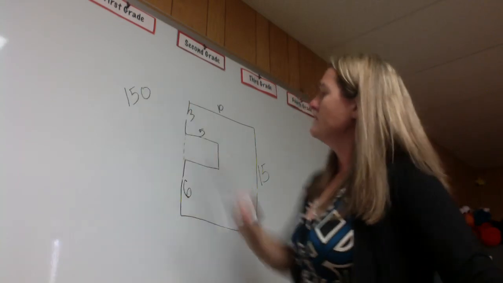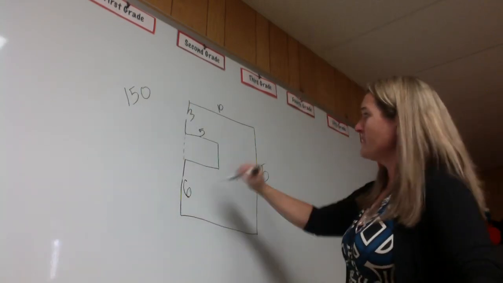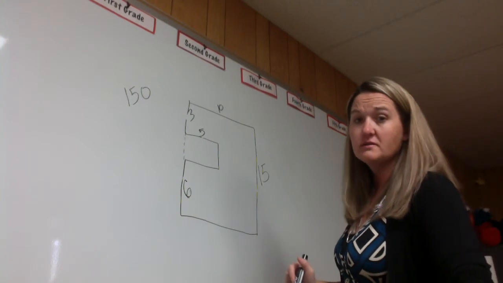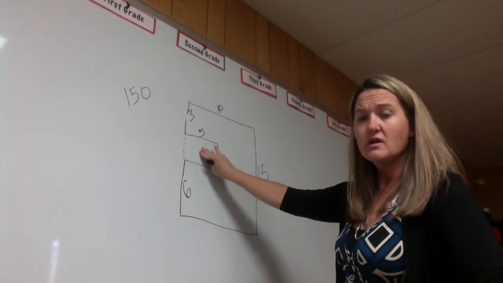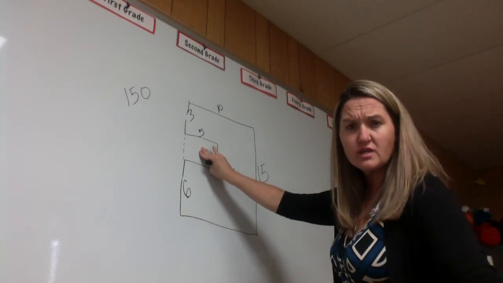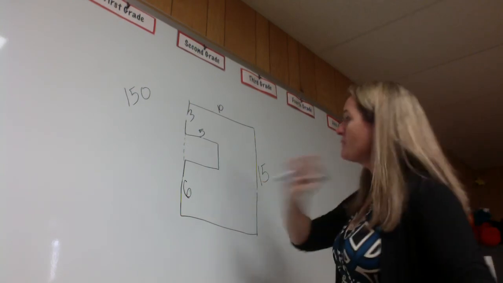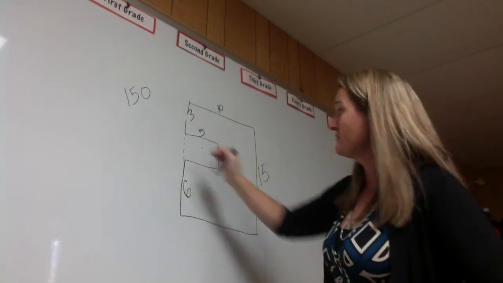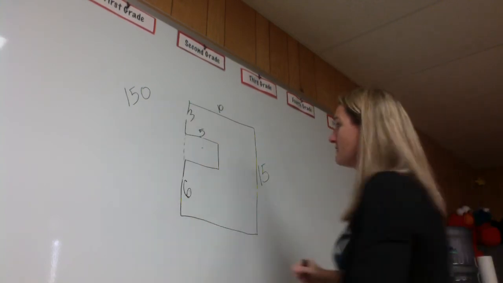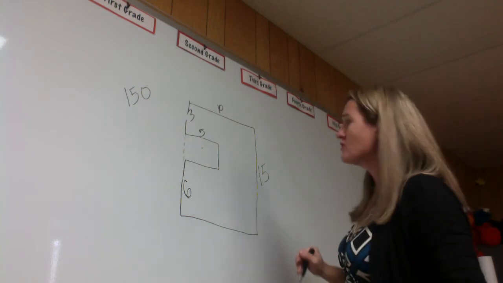Now is the area of the actual shape 150? No, because I've got this piece right here that's not part of it. So what would we need to do to figure that out? We probably need to find the area of this shape and then take it away from 150, because it's just like little bites taken out of it. We've got to subtract it from the overall area.